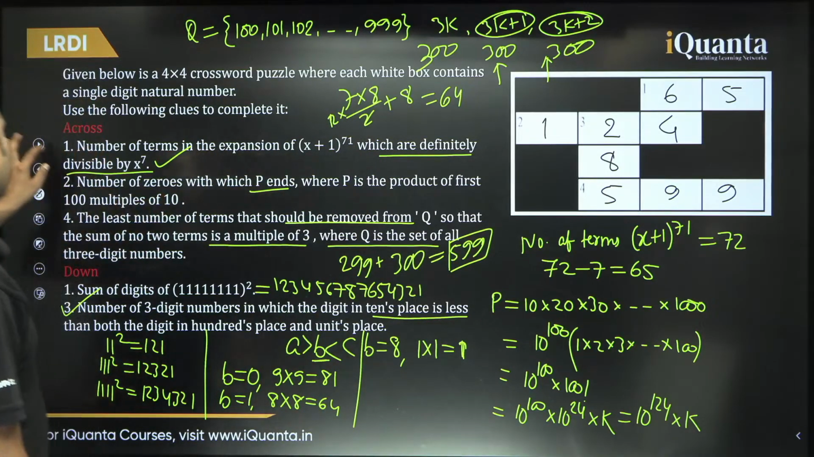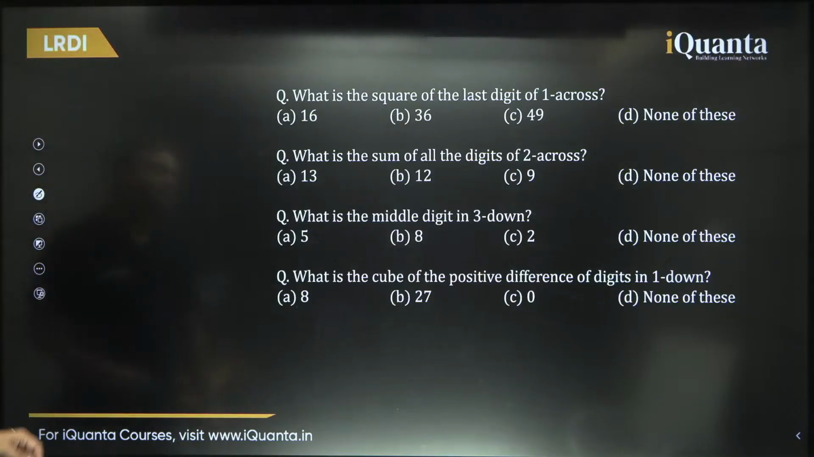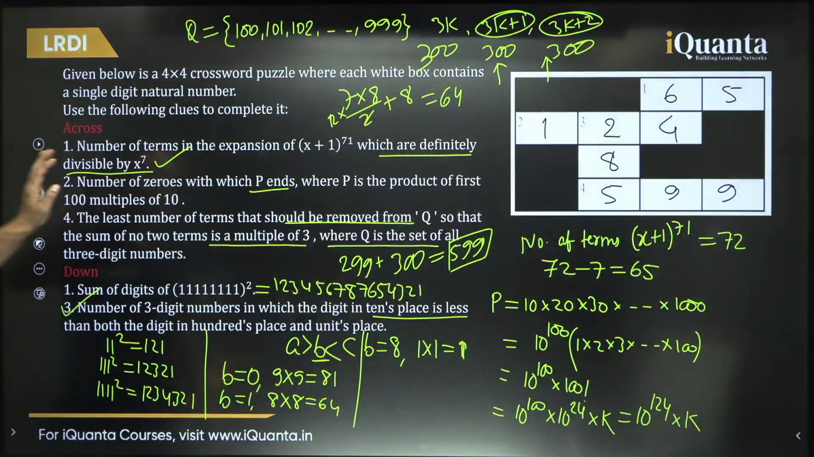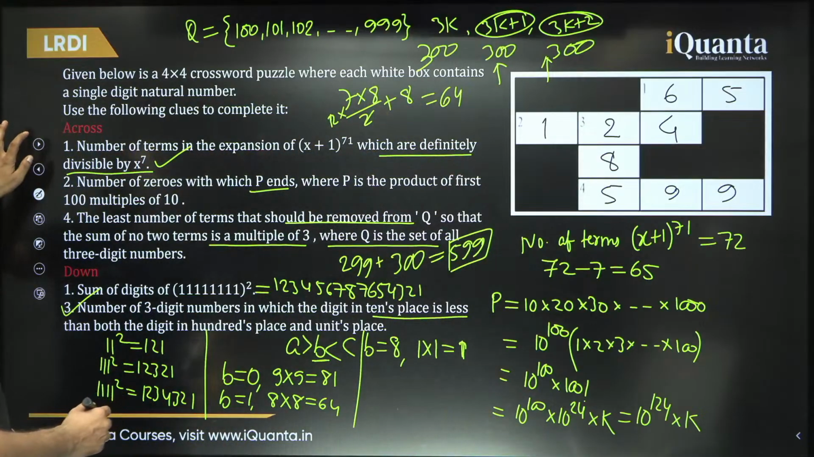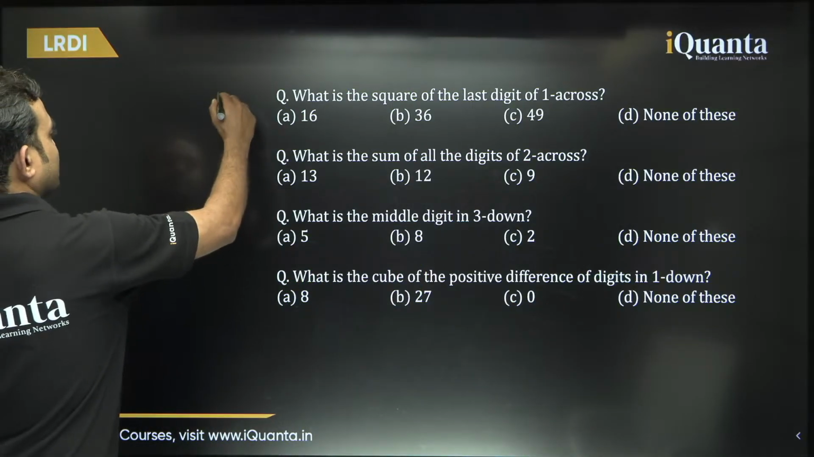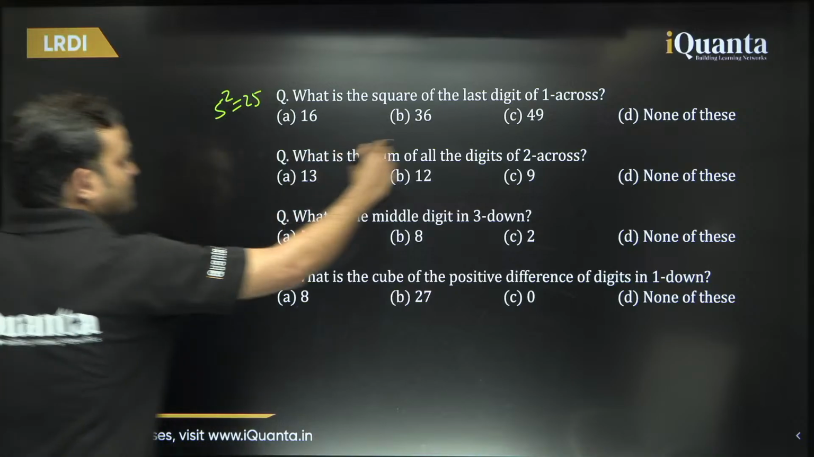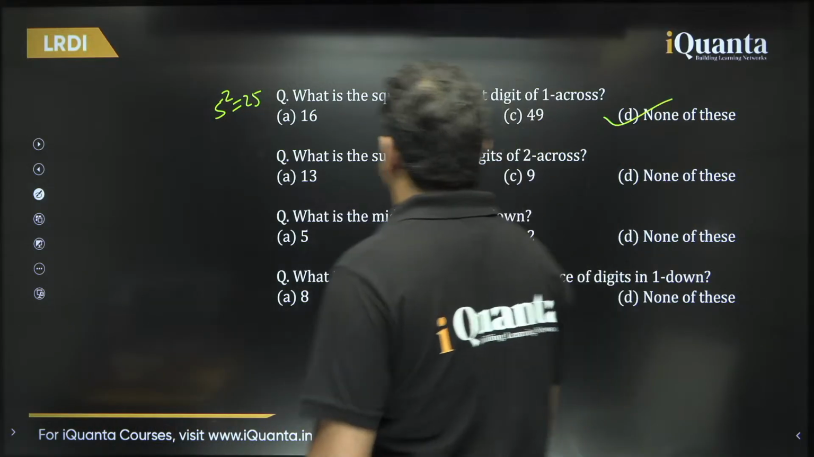Still a very good puzzle, right? What is the square of the last digit of 1 across? 1 across last digit square. 5 square is 25. So our answer is option D, none of these.